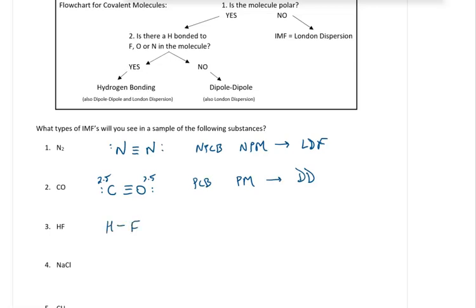HF, this is similar to the HCl that we looked at on the previous page. Hydrogen's a 2.1, fluorine's a 4.0. I've got that polar covalent bond. It gives me a polar molecule, but I also have a hydrogen bonded to an F. So this one's going to have hydrogen bonding.